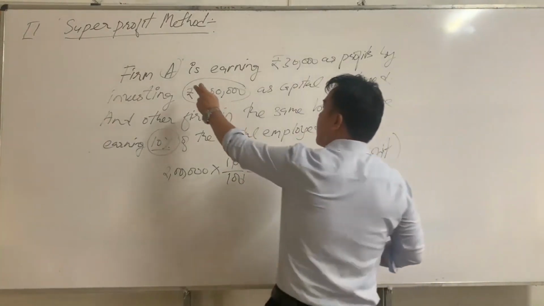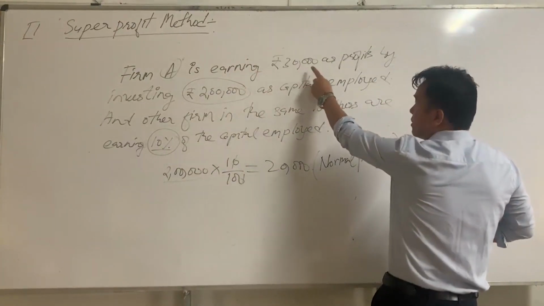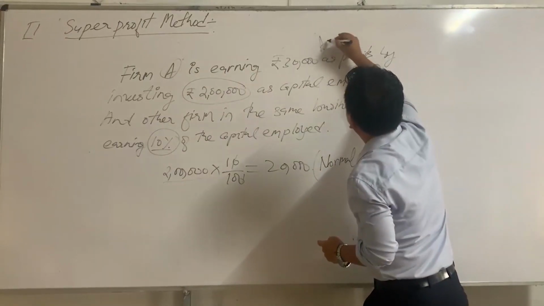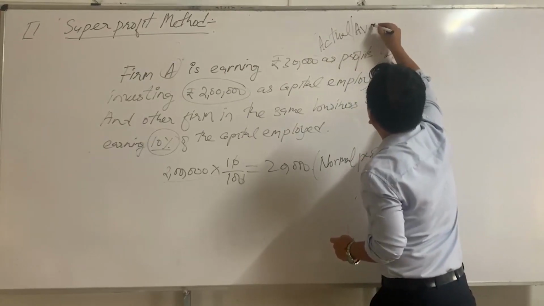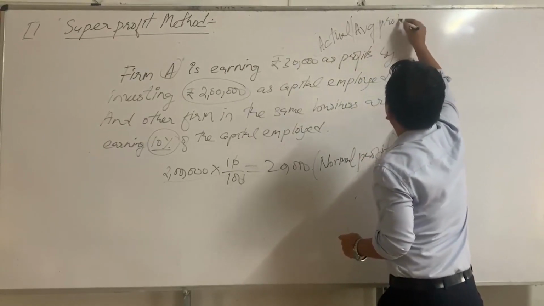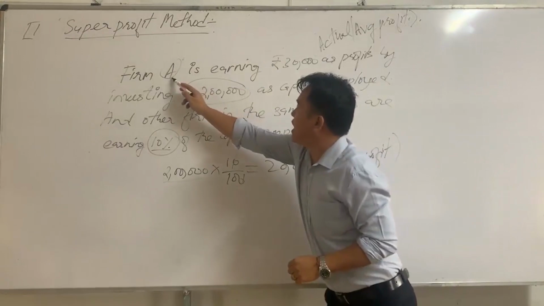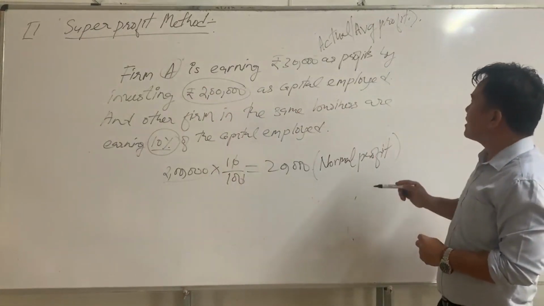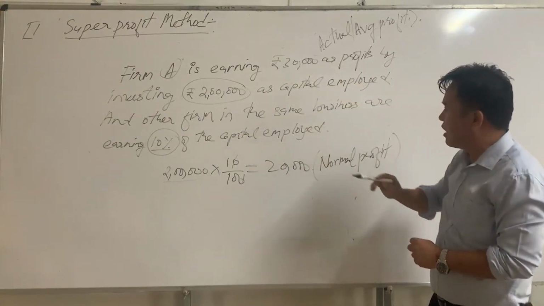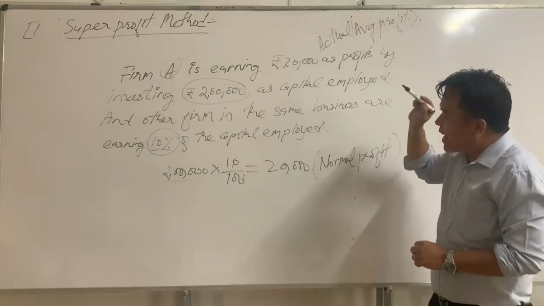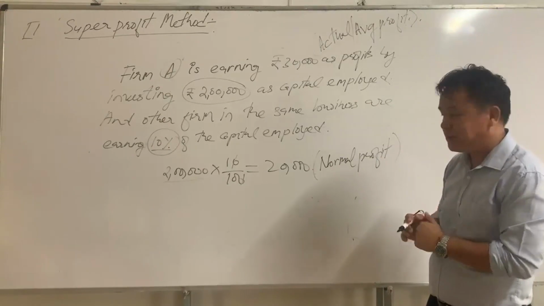However, A is actually earning rupees 30,000 as actual or average profit, which means firm A earns an excess profit of rupees 10,000. Difference between 30,000 and 20,000 is 10,000. So that excess profit is called super profit. Is that clear for you?